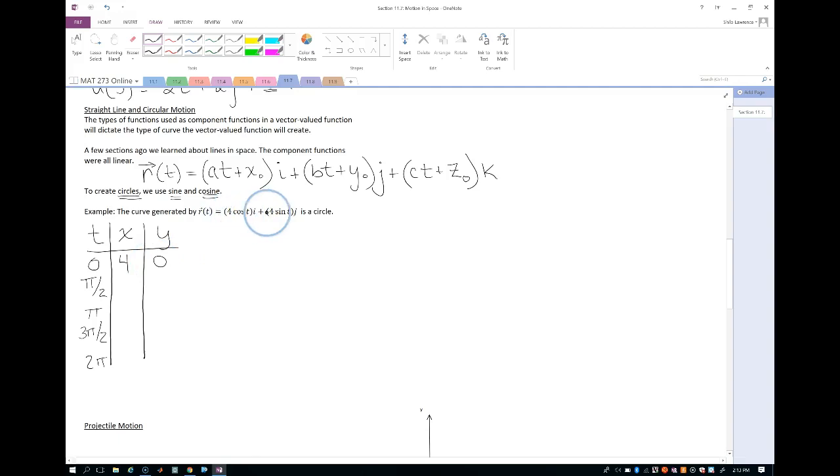When you plug in pi over 2 for the t's, you get 0, 4. If you plug in pi, you're going to get negative 4, 0. If you plug in 3 pi over 2, you're going to get 0, negative 4. And if you plug in 2 pi, we're going to get 4, 0, which is exactly where we were at time 0. So we'll take a look at this graph.